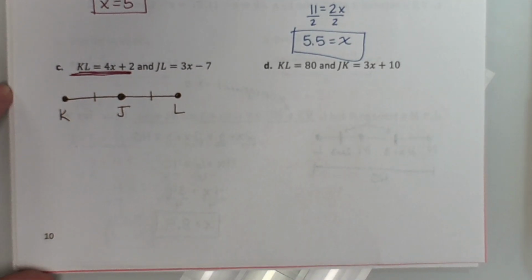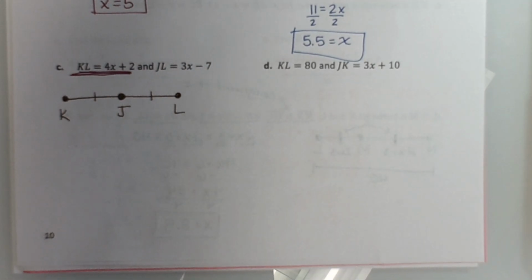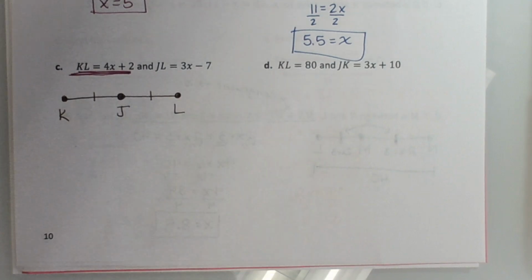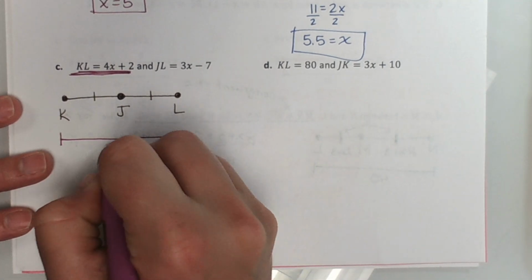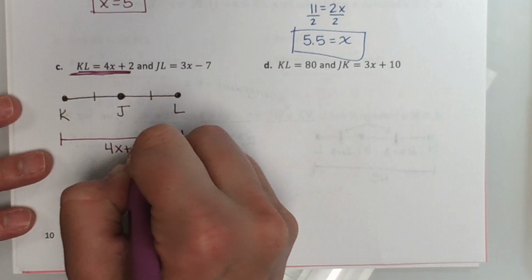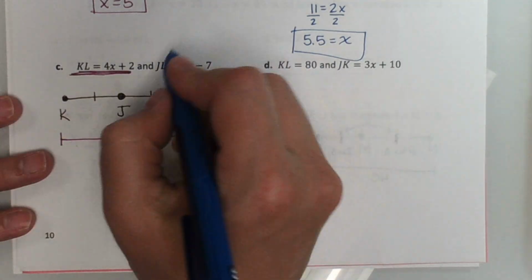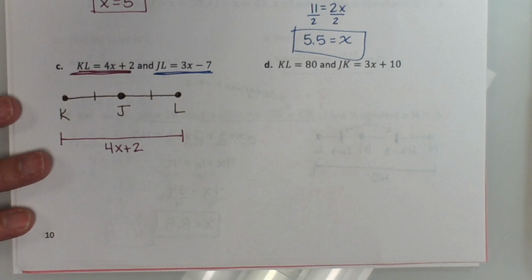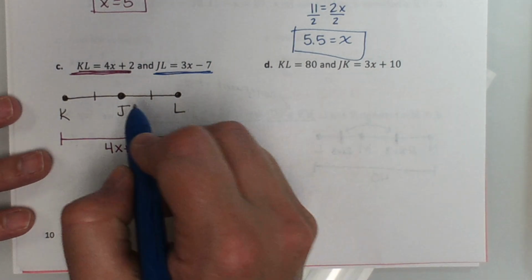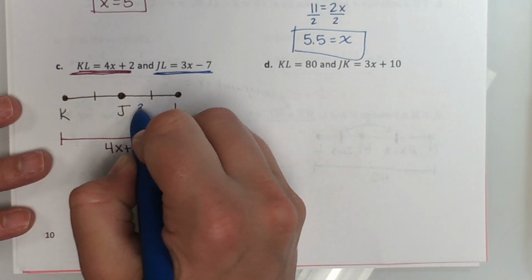KL is 4x plus 2. Is KL the left side, the right side, or all the way across? All the way across. JL? Right side. Or I guess it says JL. Right side.